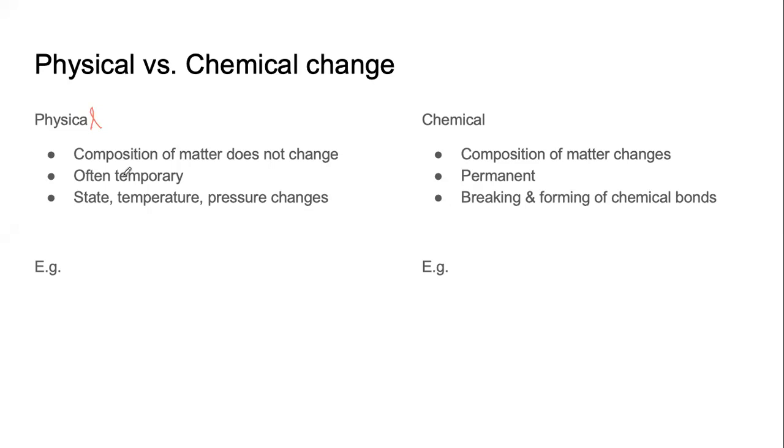Physical changes are specifically about changes in the state of the matter, temperature, pressure. But chemical changes are about breaking and forming of bonds. Breaking and forming of bonds. If this is the difference, if this is what physical and chemical changes are, can you try give me at least one example of a physical change and one example of a chemical change?